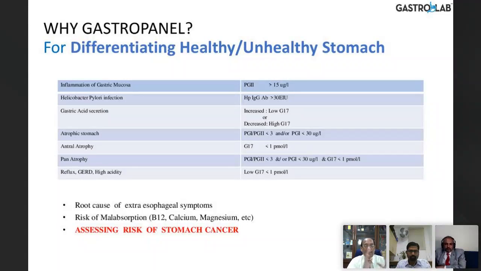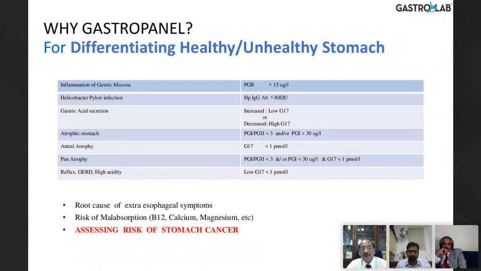So all this goes to indicate that we can easily diagnose even without endoscopy, even without separate serology tests for H. pylori. If you do a gastro panel, you can understand the entire health of the stomach. How is the corpus? How is the antrum? How is the whole body of the stomach? Inflammation of the gastric mucosa is determined by the PG2 levels, and H. pylori infection by IgG antibody.